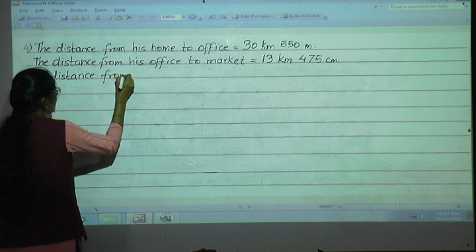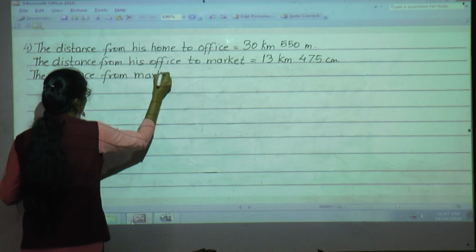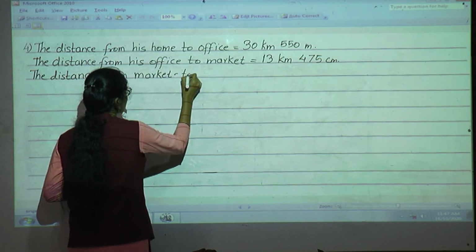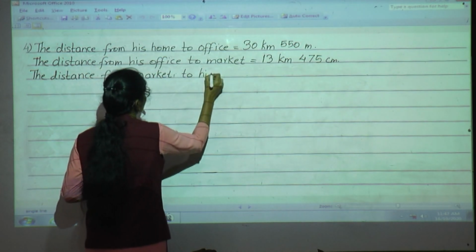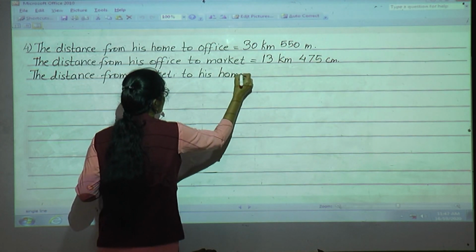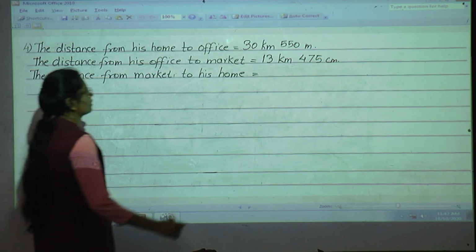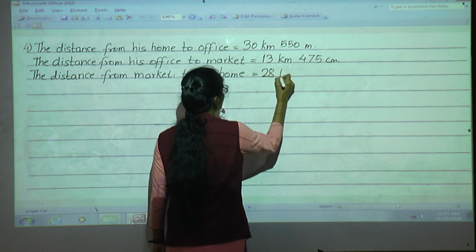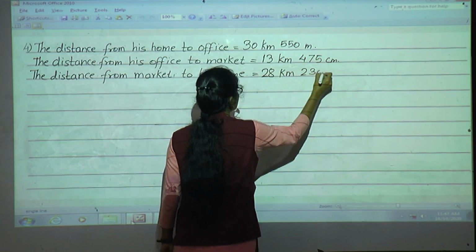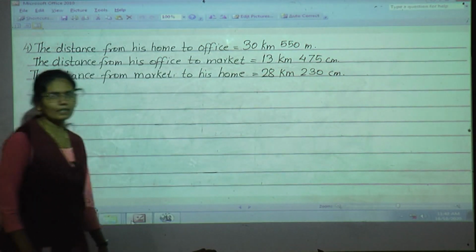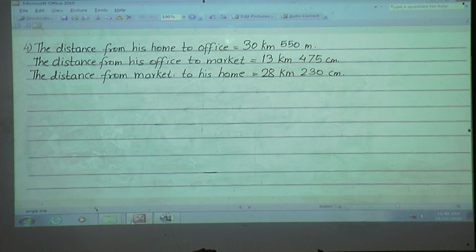from the market to his house is equal to, yes, what was the distance? 28 kilometer 230 meter. Okay, and then we have to find out the total distance he drove. Okay, so here also we have to do the addition of these three distances.